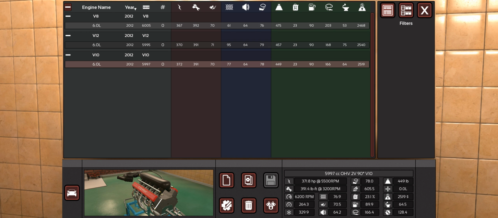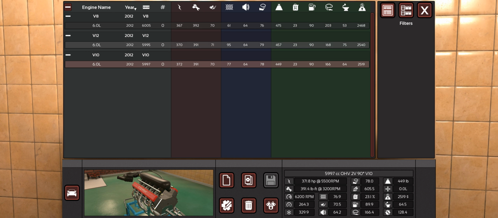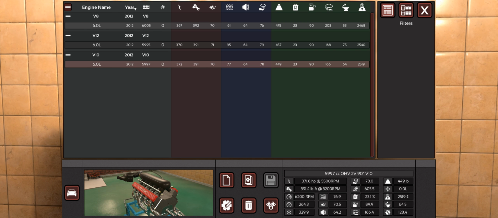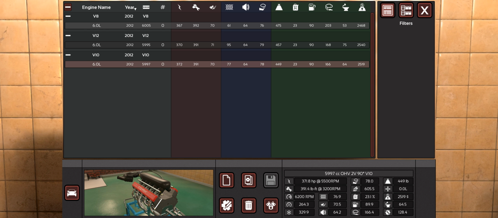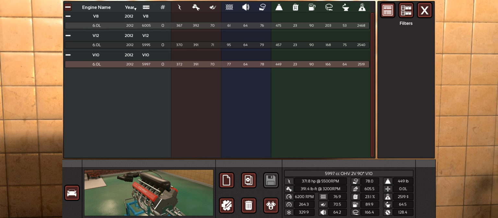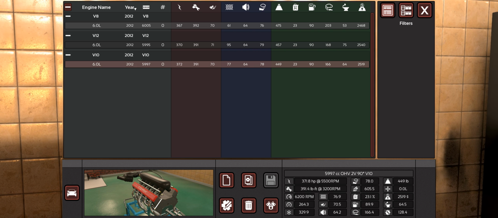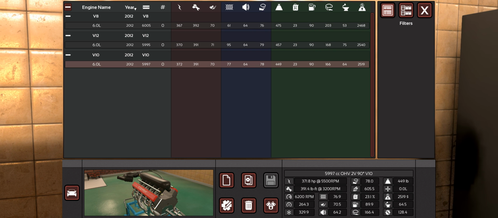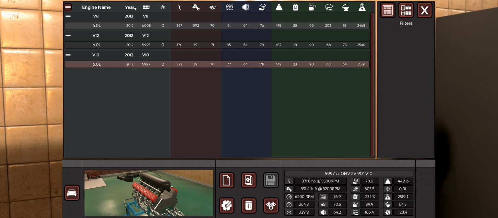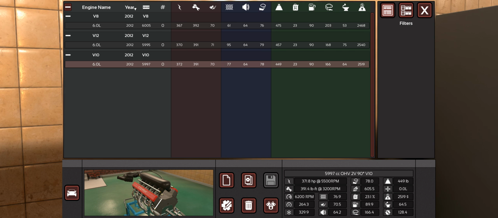Same with reliability. It's effectively the same across the board because these engine configurations are all fairly standard issue. There's nothing odd about them. It's not like they're running with a displacement that's too high or too low for the amount of cylinders that they have. Weight here is something to take note of.